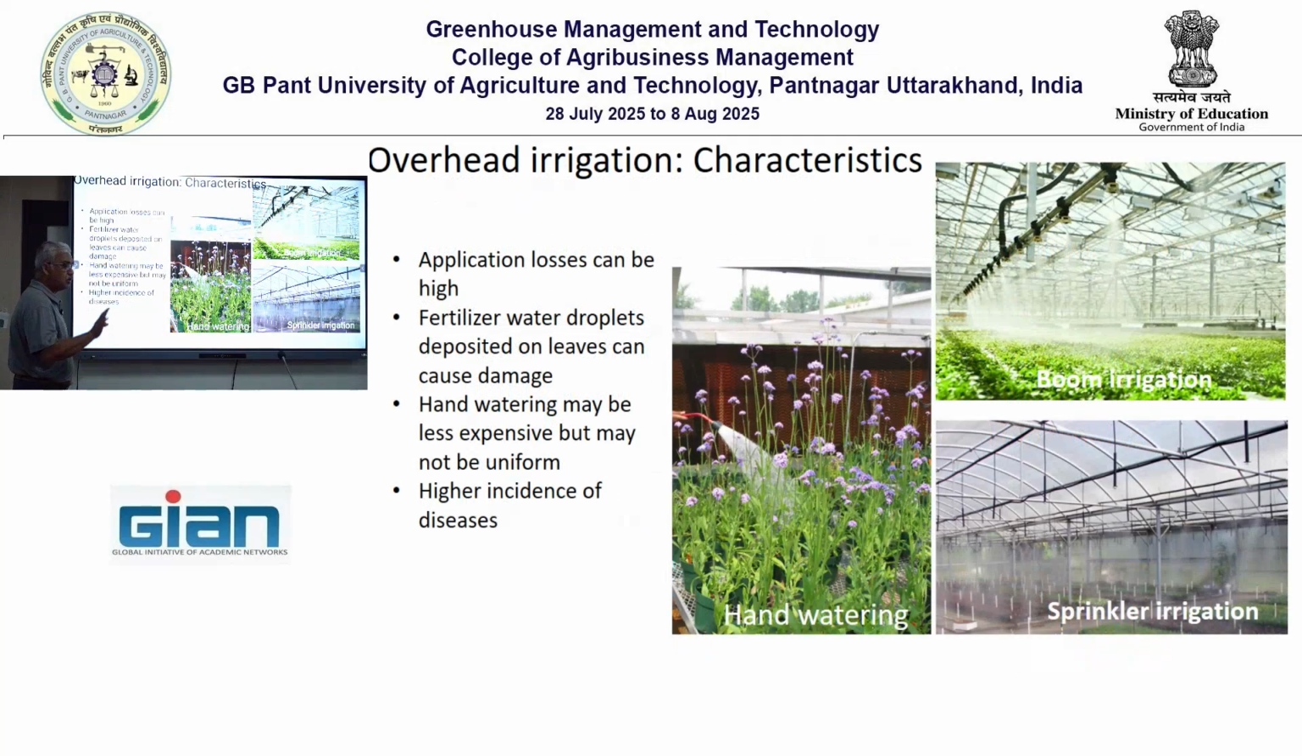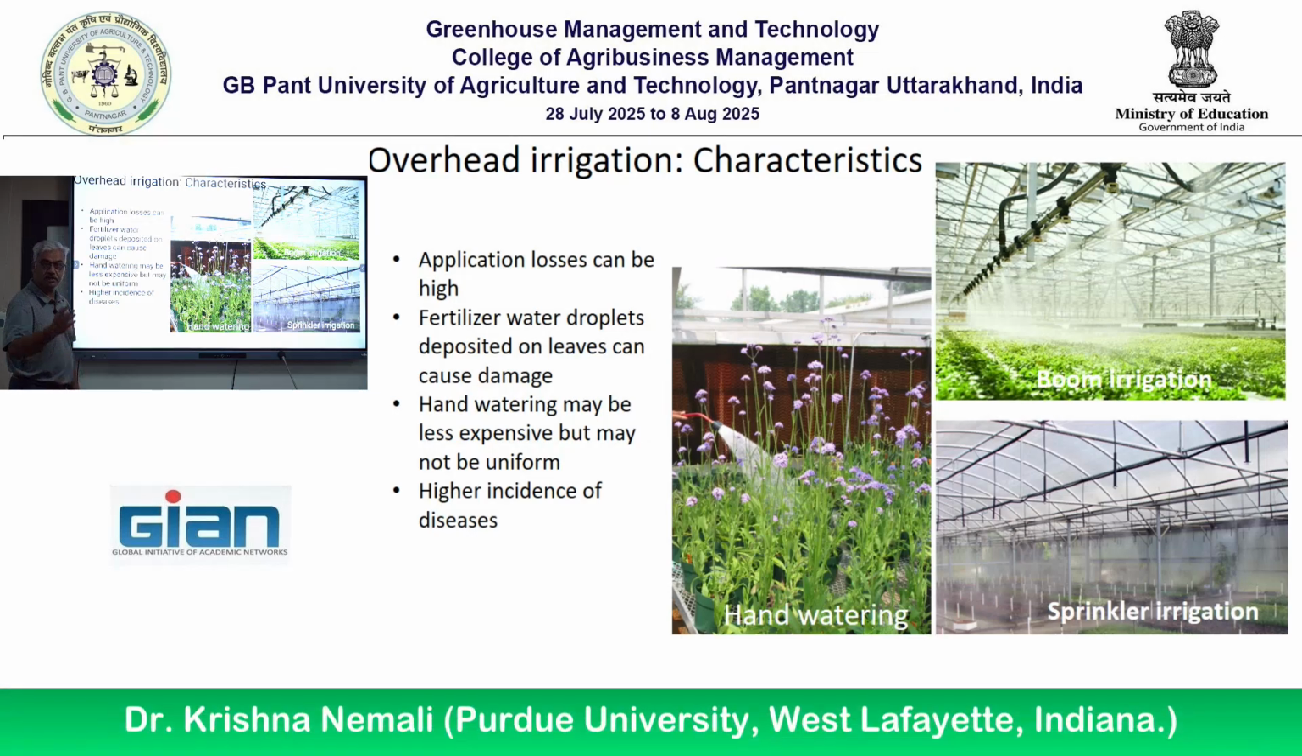So let's talk about overhead irrigation. What are the advantages and disadvantages, pros and cons, right? So here you see hand watering. They are just in a small greenhouse. They have some plants in pots, and they are just watering with a hose, with a shower can. Here is the boom irrigation I've talked about, and here are some sprinklers. These are the sprinklers.